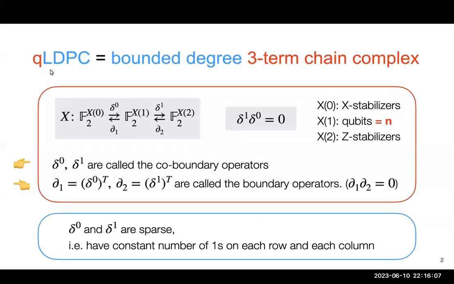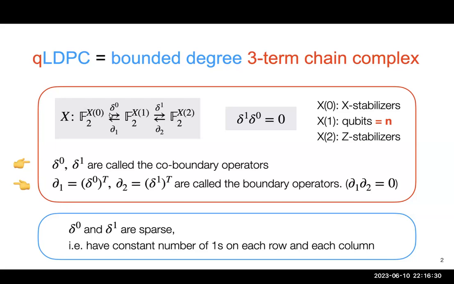So we'll be mainly talking about quantum LDPC codes, and this talk will take a more abstract view. We'll think of it as a bounded degree three-tiered chain complex, and let me explain what this is. A three-tiered chain complex consists of three vector spaces, F2^X0, F2^X1, and F2^X2. They're generated by sets X0, X1, and X2.